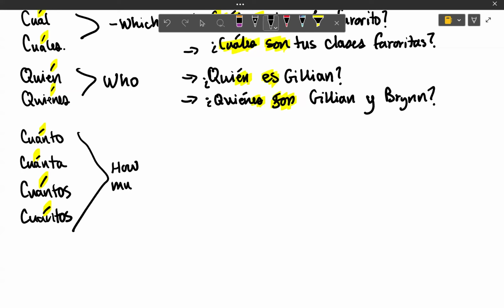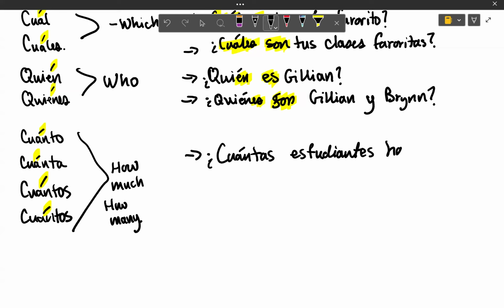Cuánto has a whole lot of forms. How much or how many? So for example, ¿Cuántos or cuántas estudiantes hay? So here we're using cuántas because we have plural estudiantes, and if we're in CSG, all the students are female, so it has to be the feminine plural form, cuántas estudiantes hay.